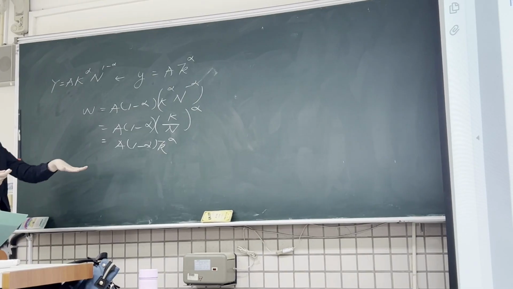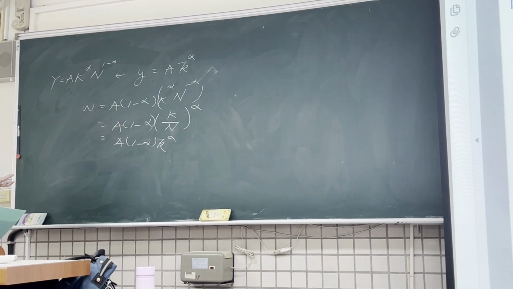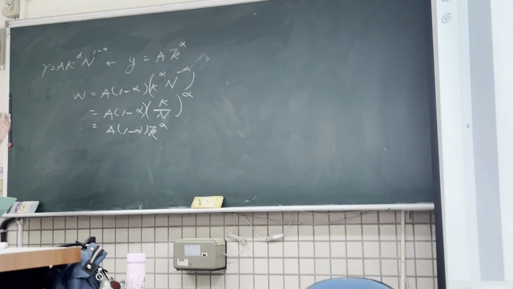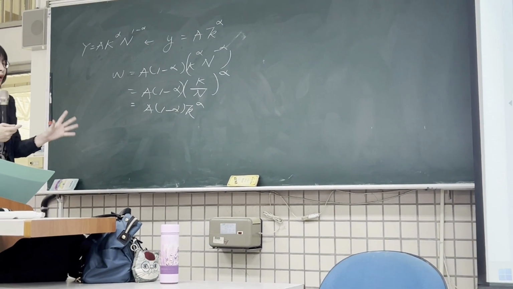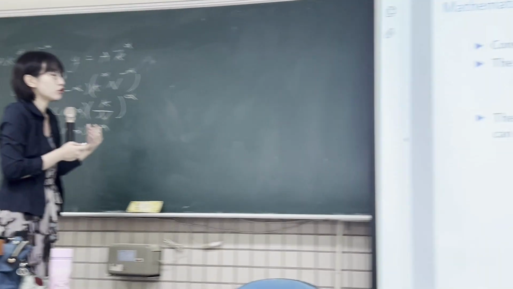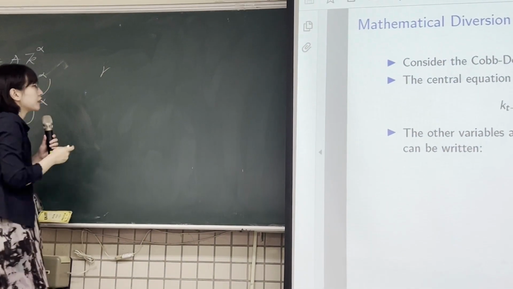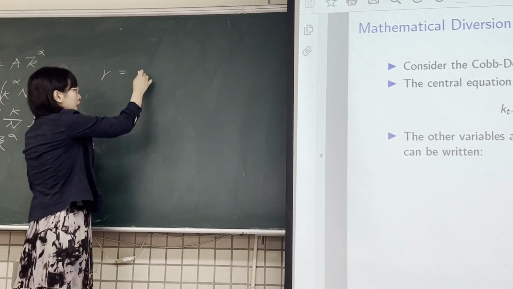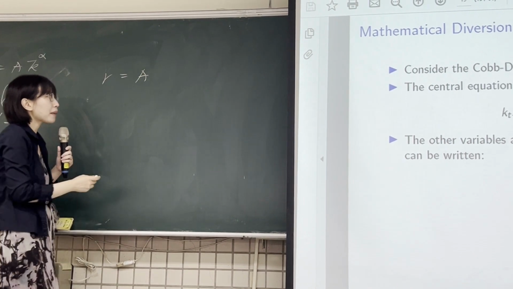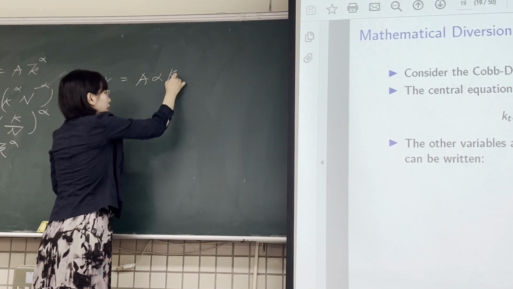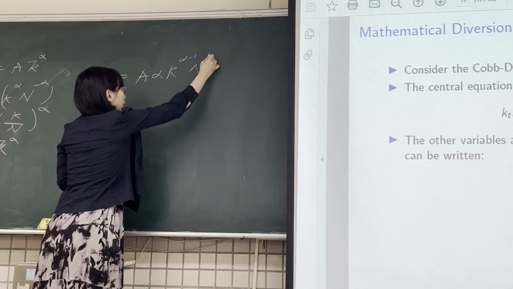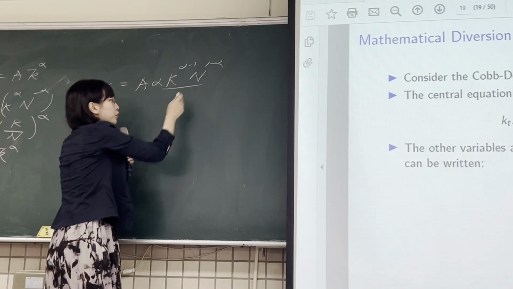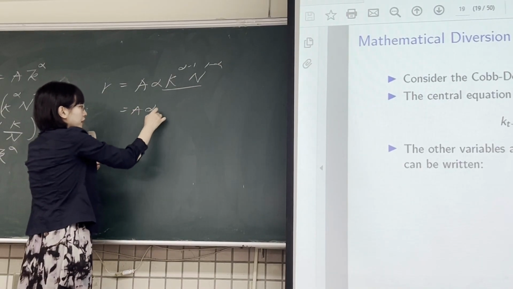How about the interest rate? Again, according to the first-order condition, the factor price for renting capital should equal the marginal product of capital, right? So this is the optimal condition of the firm's problem. According to the first-order condition, the factor price R should equal the marginal product of capital. So it gives you this. Again, you can combine these two terms together, so it gives you this.